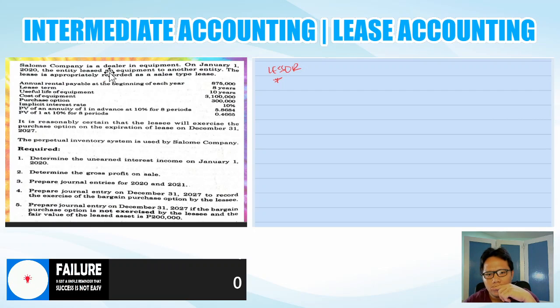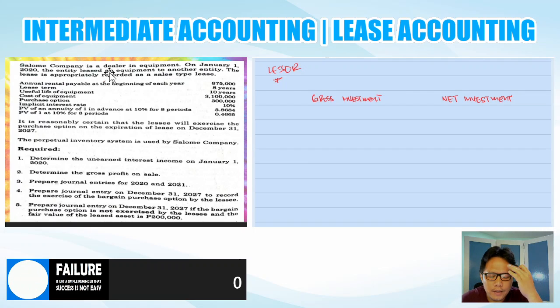Okay? So, number one, if we are to deal with the lessor's perspective in lease accounting, we need to account for two items, di ba? That is our first thing that we need to do. And that is to account for your gross investment, and number two, for your net investment. Okay? Ito yun siya.